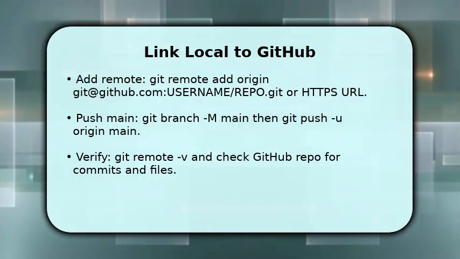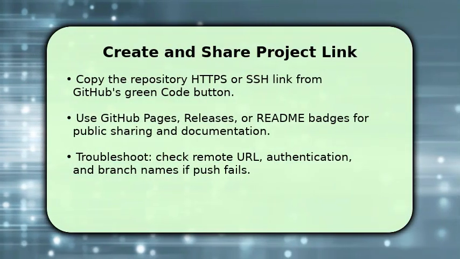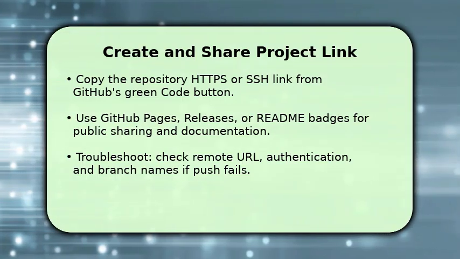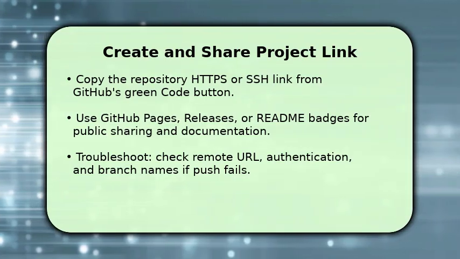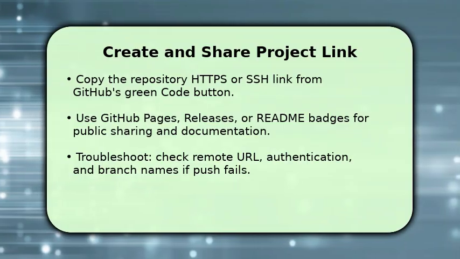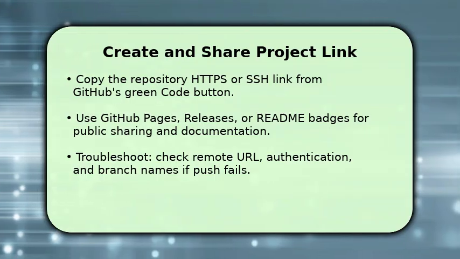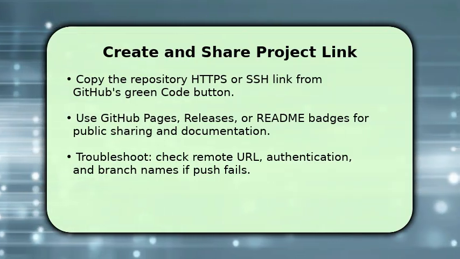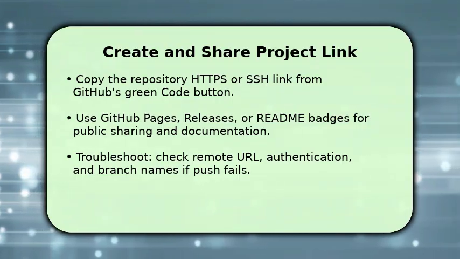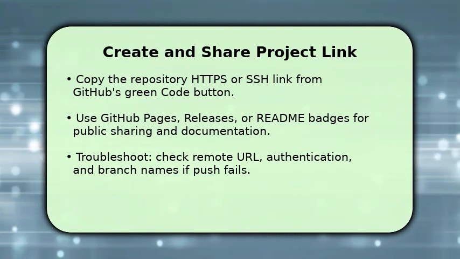Now produce the actual shareable link and finalize visibility. Click the green code button on GitHub to copy the HTTPS or SSH clone URL. That URL is your project link to share. If you want a human-friendly demo, enable GitHub Pages or attach a release and add a descriptive README so viewers understand the project. If something goes wrong, check your remote URL with git remote -v. Confirm authentication, SSH keys or token, and ensure your branch name matches.